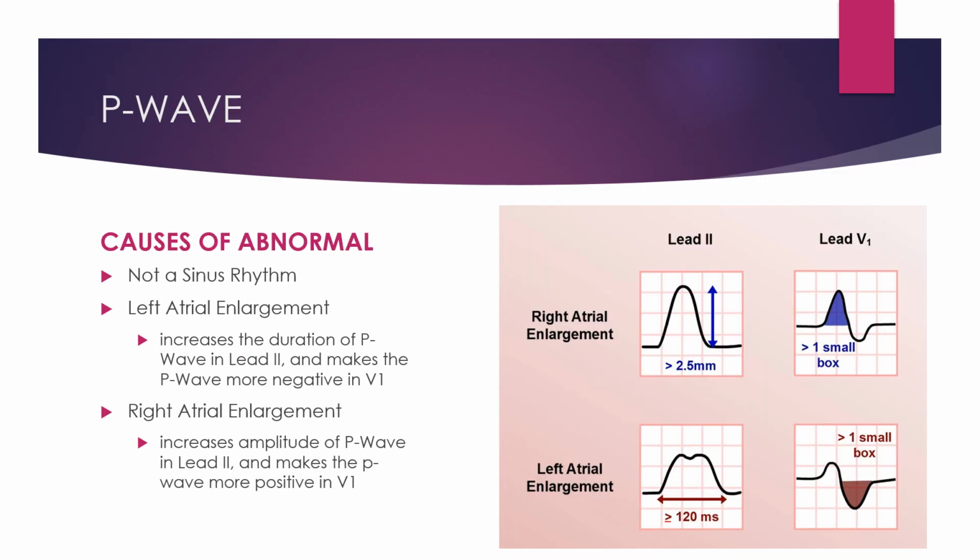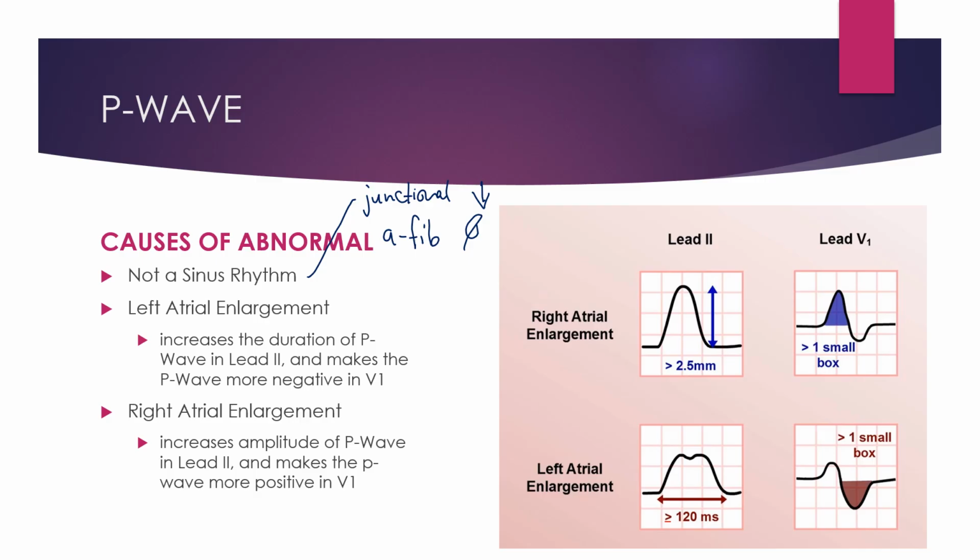P waves can be abnormal, which you guys have seen. So some of the things that would make a P wave abnormal are the rhythm is not sinus. So think about a junctional rhythm. A junctional rhythm would have an inverted P wave. AFib would have no discernible P waves. For an example, so not a sinus rhythm.